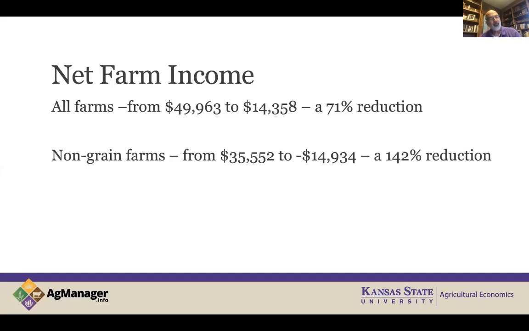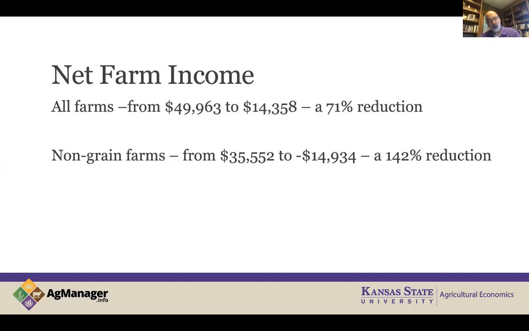It's even worse if you are a livestock farmer. I'm calling these non-grain farms because really you can break our KFMA database into two main farm types. About two-thirds to three-quarters of our farms are grain farms. The other third are livestock farms, and I guess you can call them hybrid farms. They're kind of a mix of having a significant amount of grain, but also a pretty good amount of livestock too. So I'm putting all those into that second category.